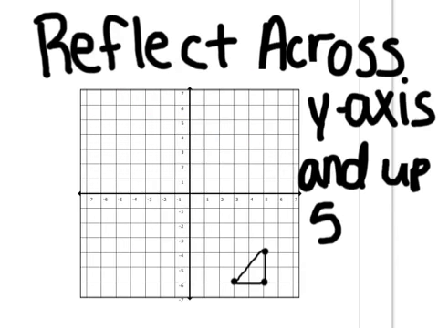Alright, so if we reflect across the y-axis and up 5, this point right here, which is at 5, negative 6, becomes negative 5, negative 6. The point at 3, negative 6 becomes negative 3, negative 6. And the point at 5, negative 4 becomes negative 5, negative 4. Again, connect the points.